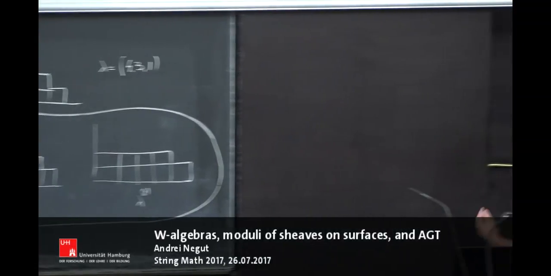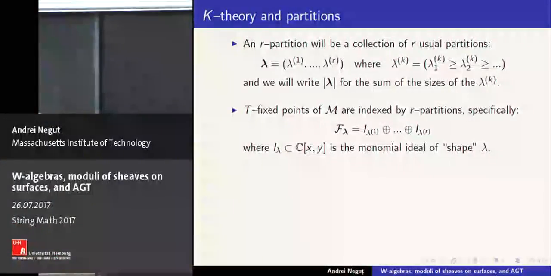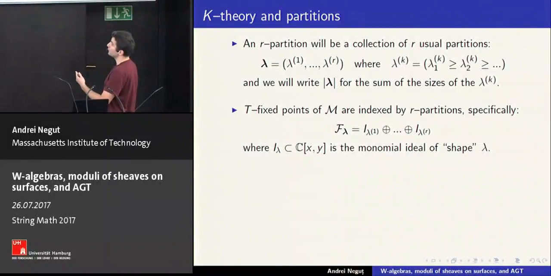The reason why we care about them in this context is that fixed points of this moduli space are indexed precisely by R tuples of partitions. Specifically, a fixed point in the moduli space is a particular kind of sheaf on the plane which is fixed by a torus, and it's not hard to show that such a sheaf has to be a direct sum of ideals. An ideal is a particular example of a sheaf on P2 or on A2.